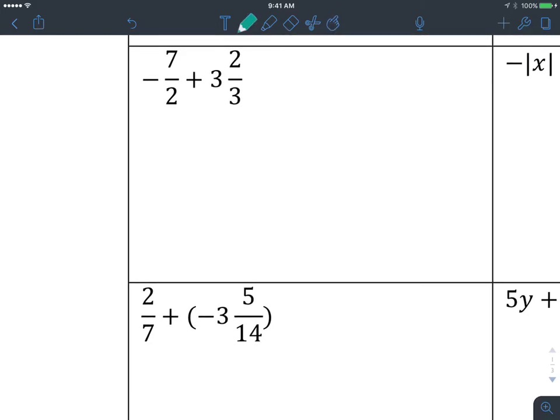Okay, I'm going to go ahead and start you off for this one. So this is already in its improper fraction form. That means we don't have to do anything to this. It's already in the form that we wanted. There's no whole number, and so we can just leave that as negative 7 over 2.